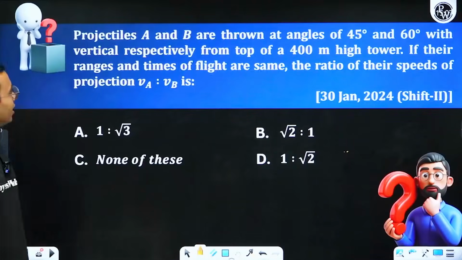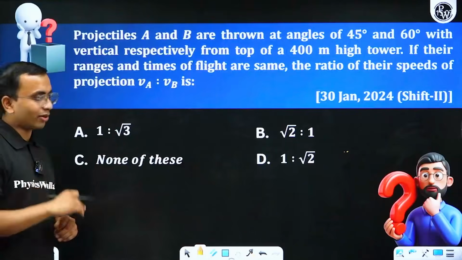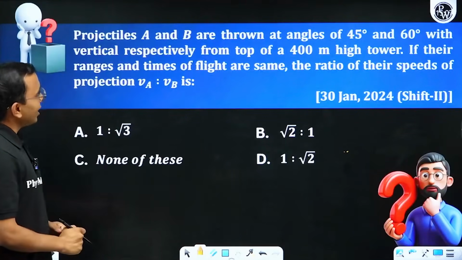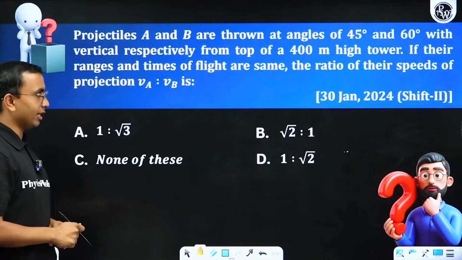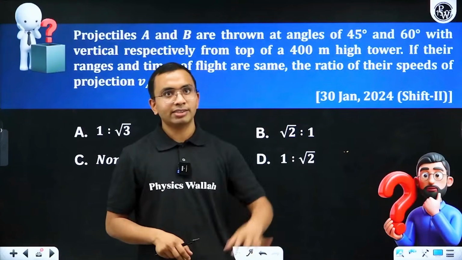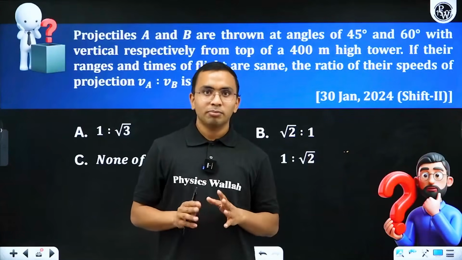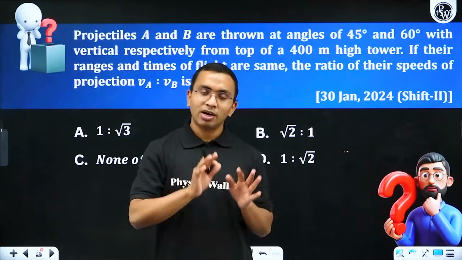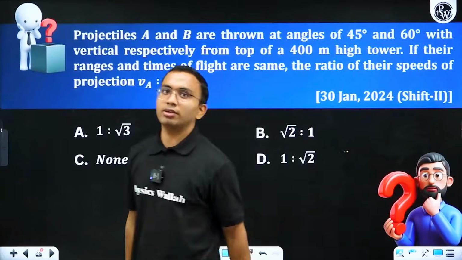Okay, now this is a question when it is thrown from top of a tower, but this question is simple, not that difficult. Let us read. Projectile A and B are thrown at angle 45 degree and 60 degree vertically respectively from top of 400-meter high tower. Now when there are some varieties in projectile motion, from some height it is thrown at some particular angle. Don't use the formula of maximum height and the range, no. But the fundamentals, how x will vary, how y will vary, they will remain the same. So you can use the fundamental equations there to solve.